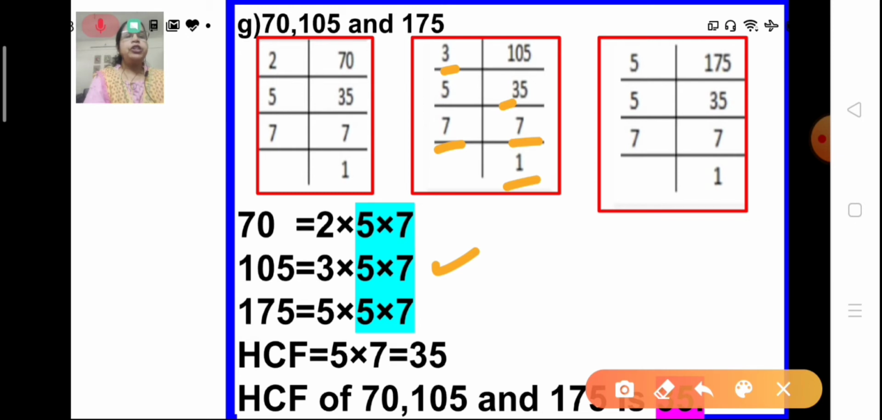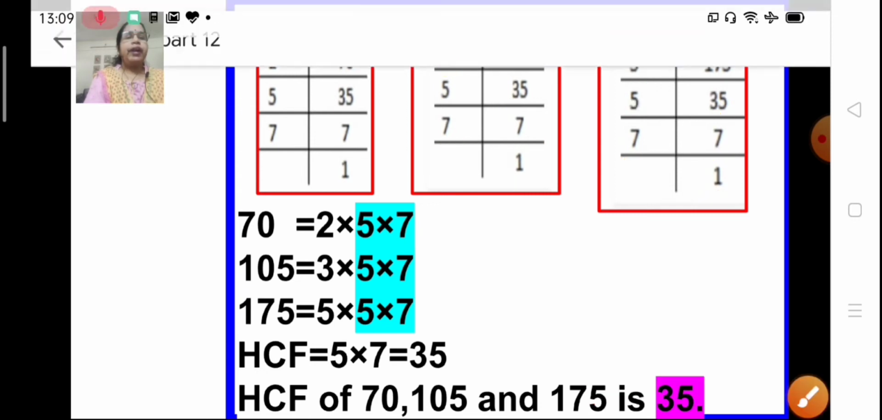In the similar fashion, we do the prime factorization of 175. 175 is divisible by 5. 5 3s are 15 and 5 5s are 25. 35 we get. And 35 is divisible by 5. 5 7s are 35. And 7 is divisible by itself, 7 1s are 7. So what is the prime factorization of 175? It is 5 into 5 into 7.